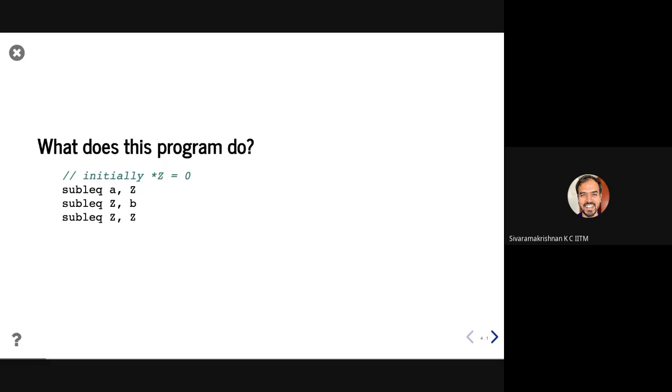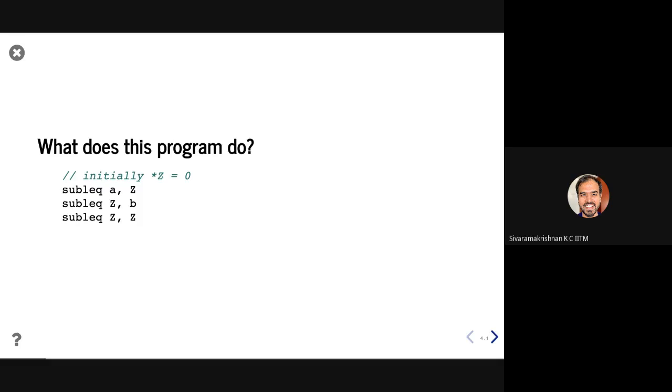You can write a lot of programs. So here is a program. Let's assume that initially the value at location Z is 0. And then you have these 3 instructions. Does anyone want to take a wild guess at what these 3 instructions might do? What it might try to achieve? Any guesses would be totally fine. Okay, no guesses. So we will just work through it.